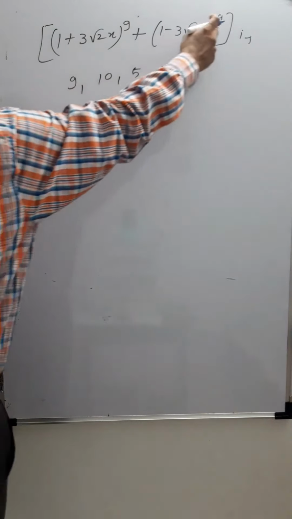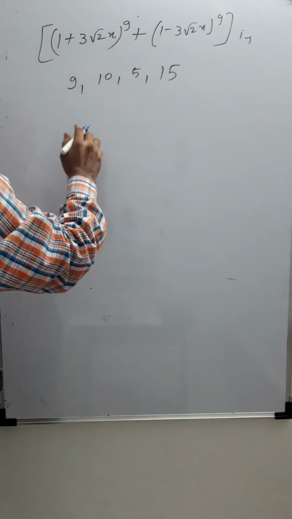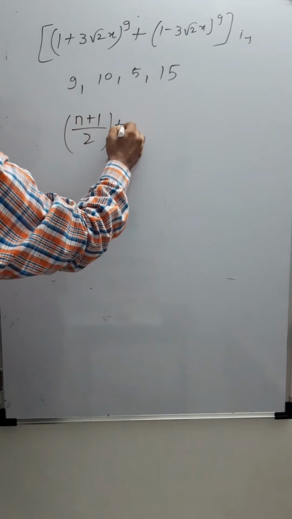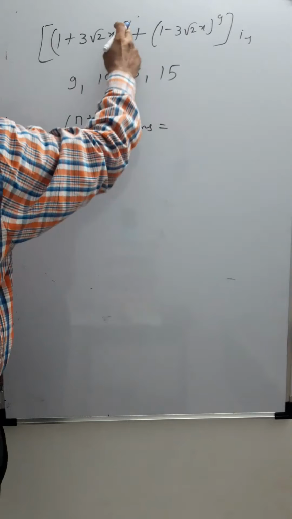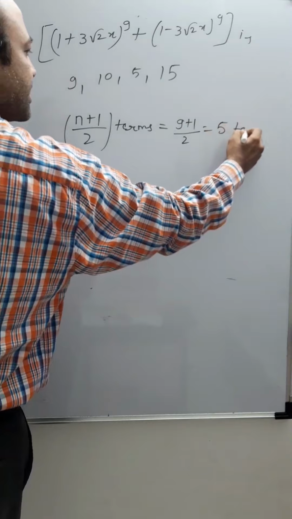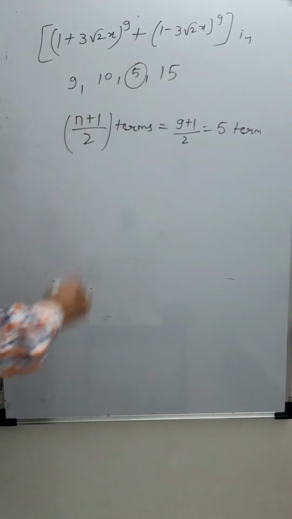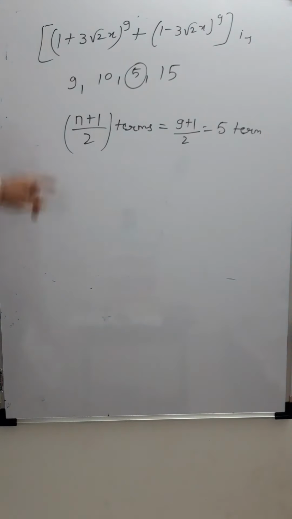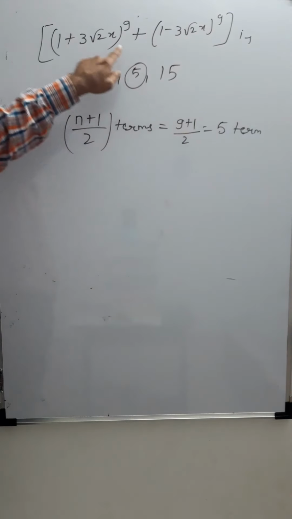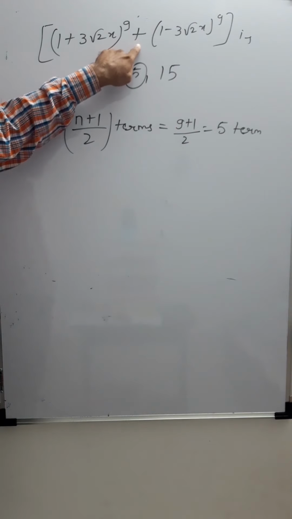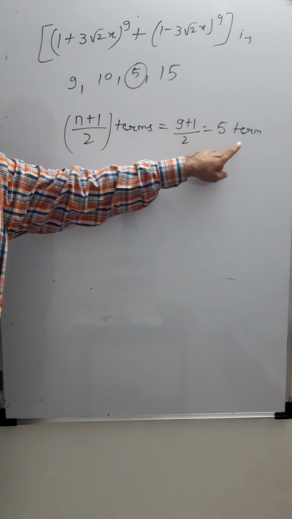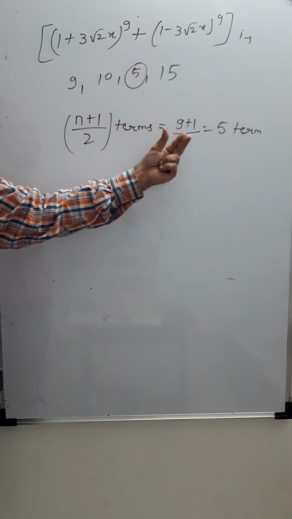See here, the power is odd, fine, and it is plus. So we know the formula, (n plus 1) by 2 terms. Fine. So what will happen? 9 plus 1, 10 by 2, which is 5 terms. So 5 is the answer. Clear? What we did here: n is 9, which is odd. So for odd, we know that when it is plus or minus, both situations, we have the formula (n plus 1) by 2 terms. So we have 5 terms. When you expand this, we will get the 5 terms.